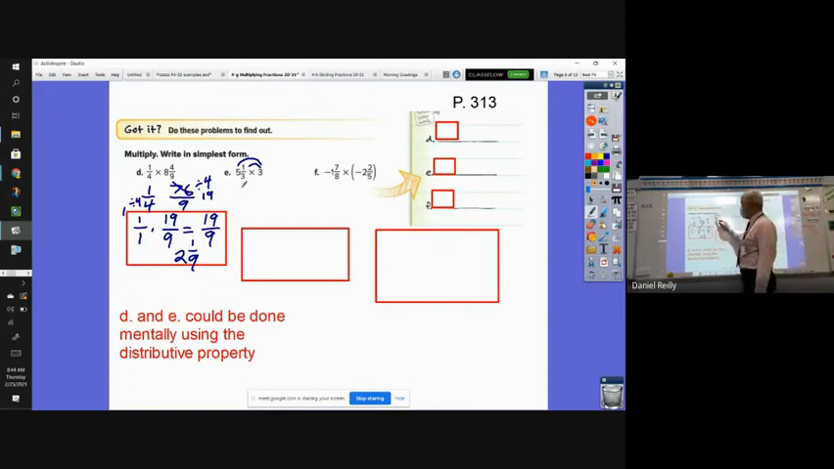Convert 5 and 1/3 to 16 thirds, and 3 becomes 3/1. Convert all your mixed numbers and whole numbers to fractions. Now I can multiply straight across. Can I cross reduce first? Yes, because you notice there's a 3 in the top and the bottom. This becomes a 1, this becomes a 1. 16 times 1 over 1 times 1, 16. That's easy enough.